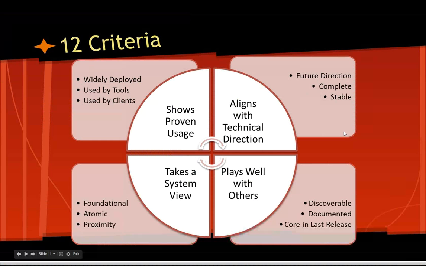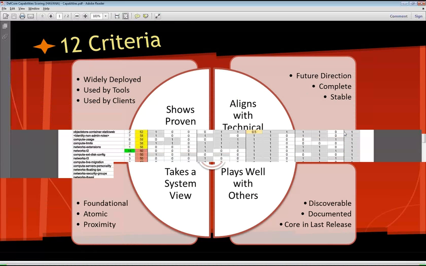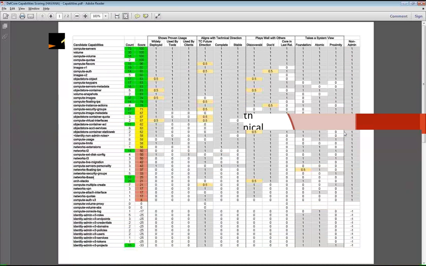I'm not going to spend a lot of time unless people want to in Q&A about how these criteria work, but we came up with 12 different criteria that broke into four major categories of OpenStack goodness. If a capability showed strength in all four categories, that would make it a candidate for being core. The board can overrule these scores if we feel like there's a need. However, if we're doing that on a regular basis, we have a serious problem.